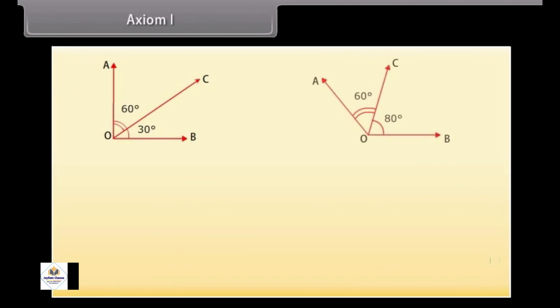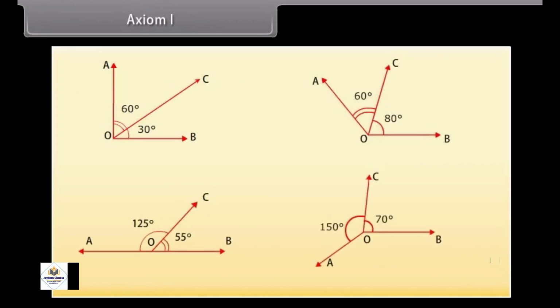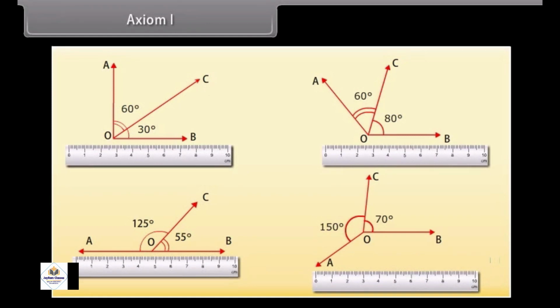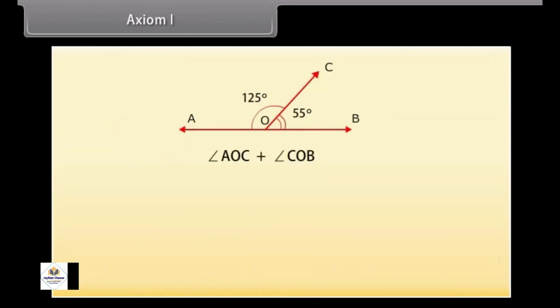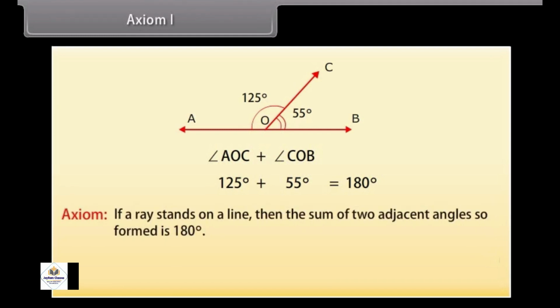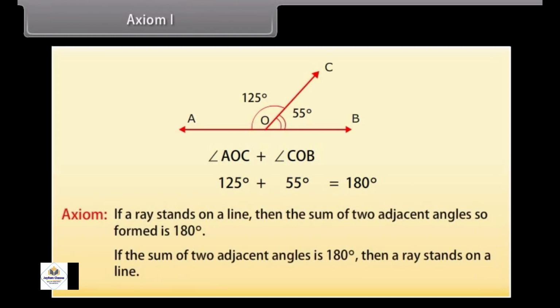Draw adjacent angles of different measures. Keep the ruler along one of the non-common arms in each case. You will find that only in this figure, both the non-common arms lie along the ruler, that is, points A, O, and B lie on the same line and ray OC stands on it. Also, we can see that angle AOC plus angle COB is equal to 125 degree plus 55 degree, which is equal to 180 degree. From this, we may conclude that this statement is true.